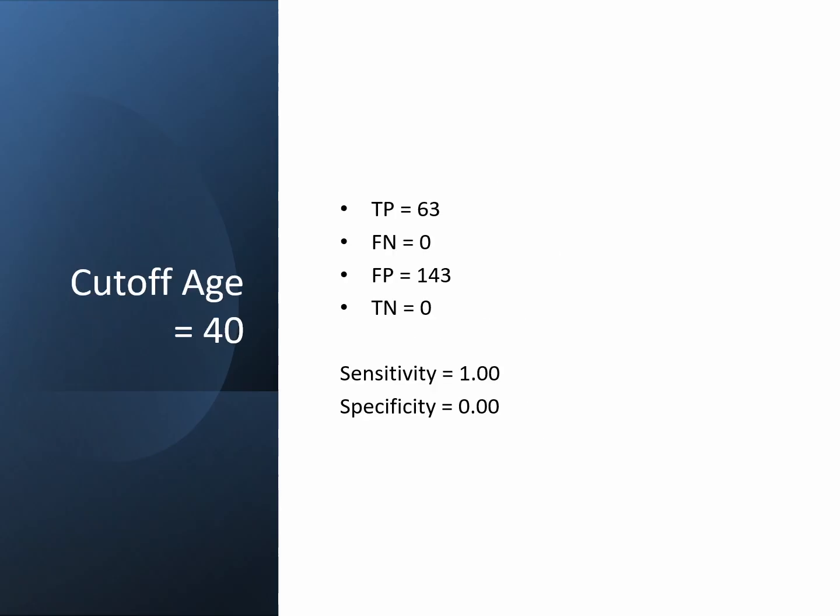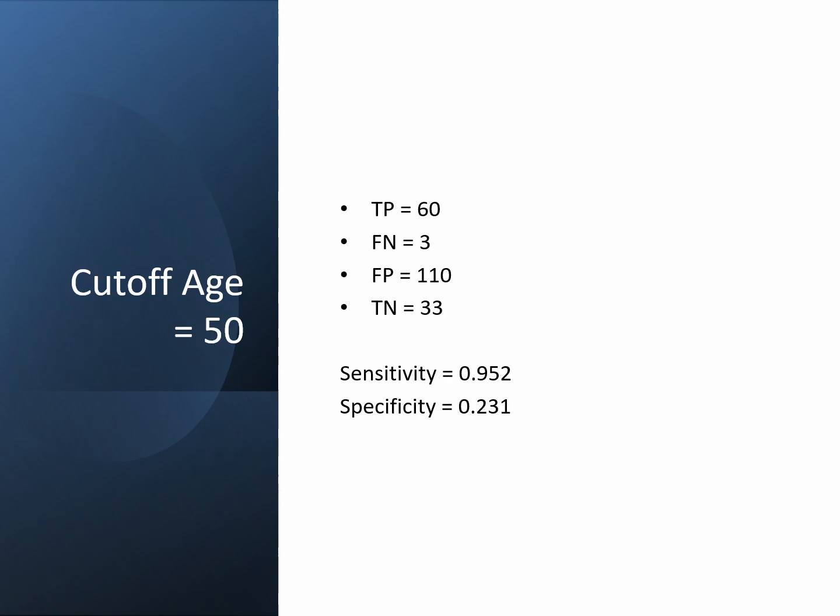For the cutoff age of 40, all patients are predicted to die because every age group is above 40. This gives perfect sensitivity of 1.00, but specificity becomes 0 because no survivors are correctly classified.